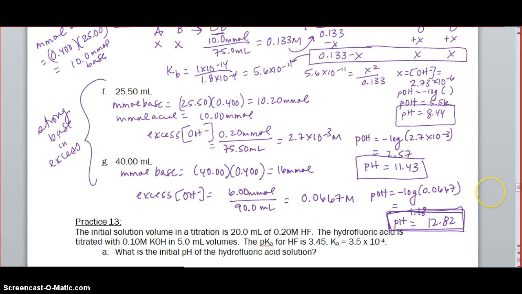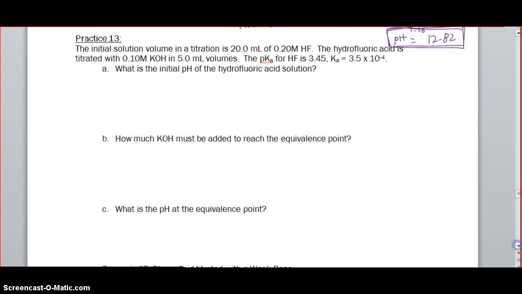But getting practice, because what students do is they don't know where to begin. And so if you go back and just watch this screencast again, I certainly think that'll help. So practice 13 is certainly not as many calculations. I wanted to model adding small amounts of base so that you could see how the pH changes. This is a little bit different.